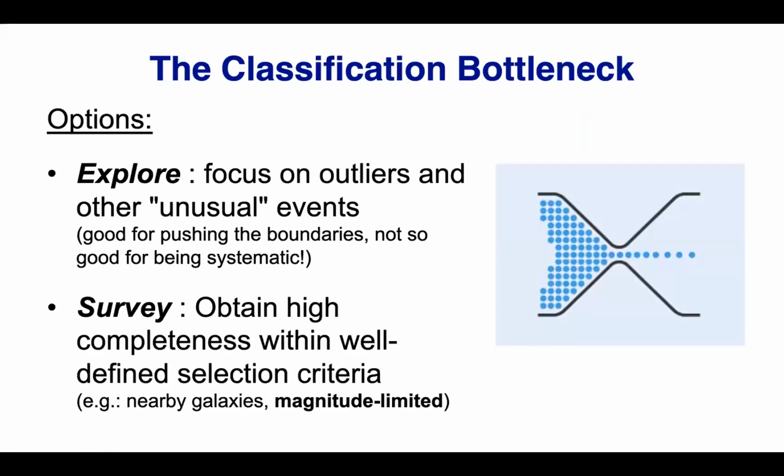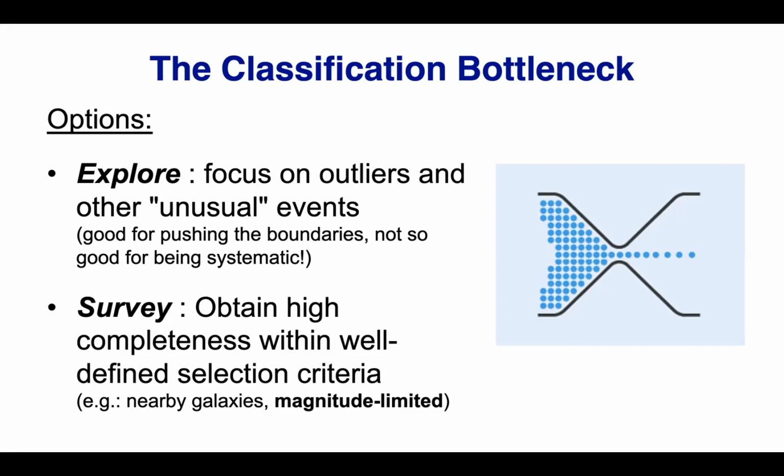We can't just classify every single target that is detected by the survey. And there are a couple of ways we can go about this. One of them is the exploratory mode, where you focus on the outliers and things that look weird or unusual or different, which is good for some aspects of survey science. For example, if you want to push the boundaries, discover a new phenomenon that has very distinct types of light curves, this is a useful approach. And because such things are probably rare, it doesn't necessarily require a lot of telescope time.